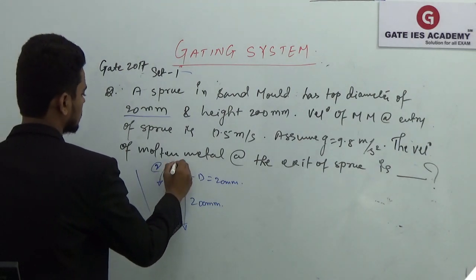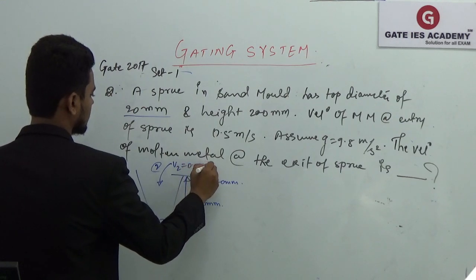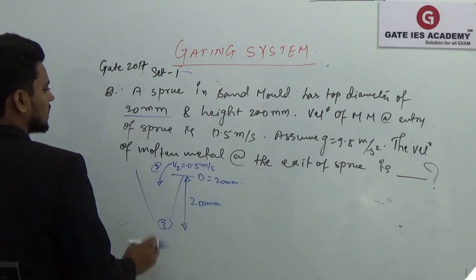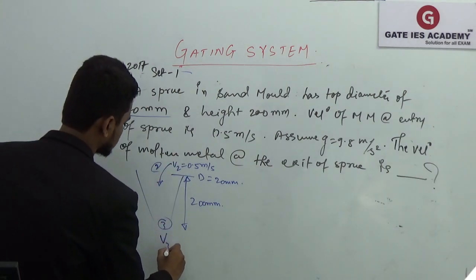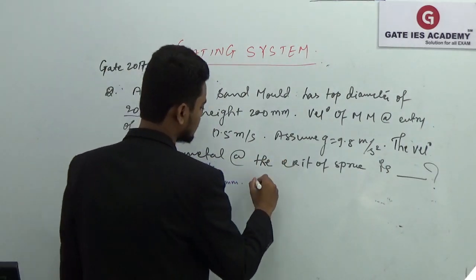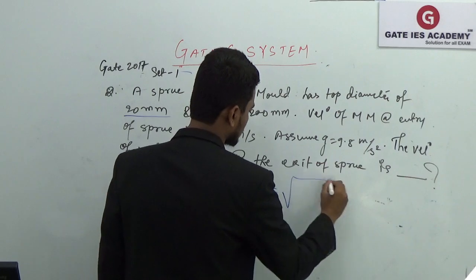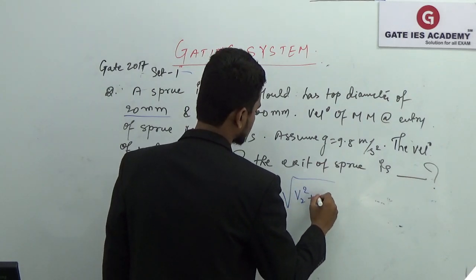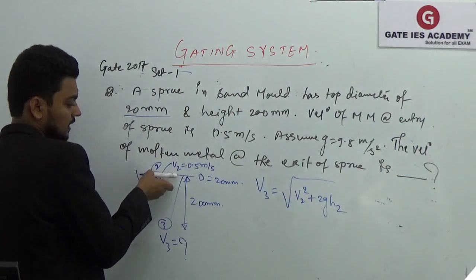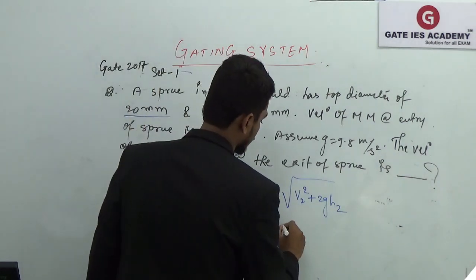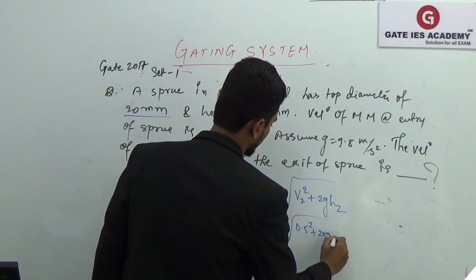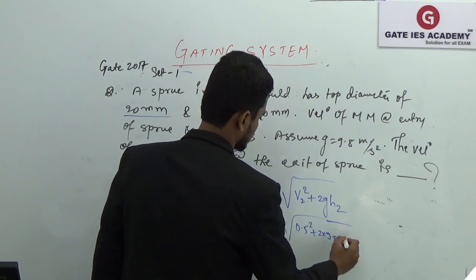So here V2 equal to 0.5 meter per second. Assume g equal to 9.8 meter per second square. We have to find out the velocity of molten metal at the exit, the velocity at 3. We have already discussed that V3 is equal to square root of V2 square plus 2gH2. If we know the velocity at the entry of the sprue, it will be square root of 0.5 square plus 2 into 9.8 into 0.2.